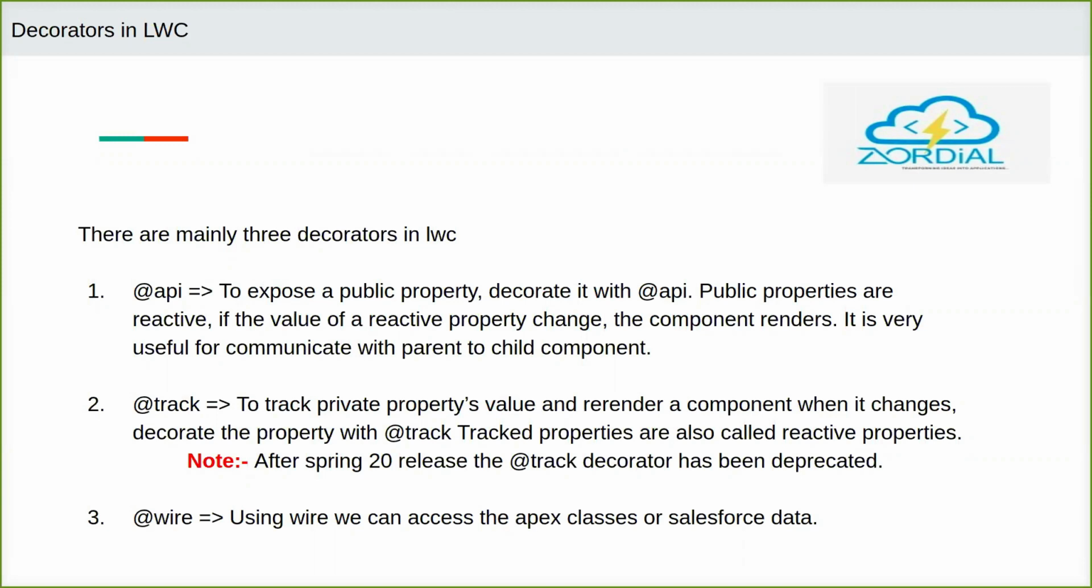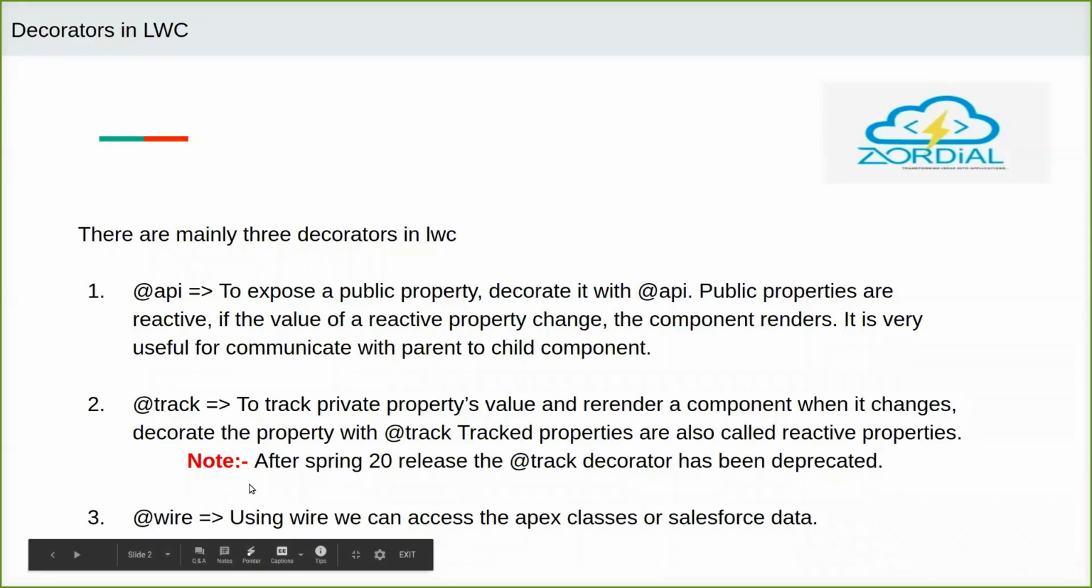Other component means it can send data from parent to child component. So that's why it is a public property. So we use @api to get the data from the parent to the child component. So this is @api. So let's move to VS Code so that you can easily understand the thing.